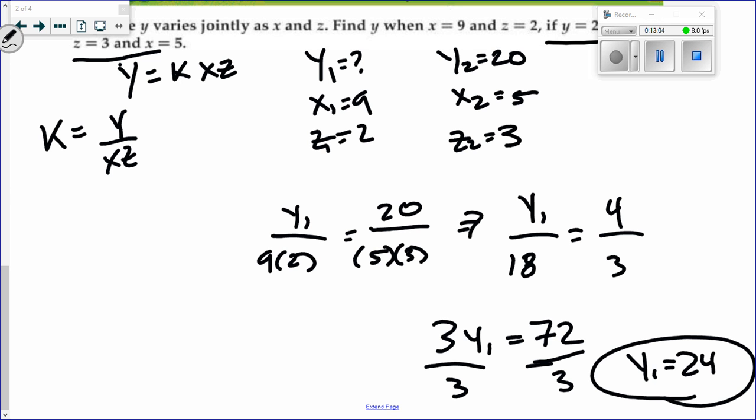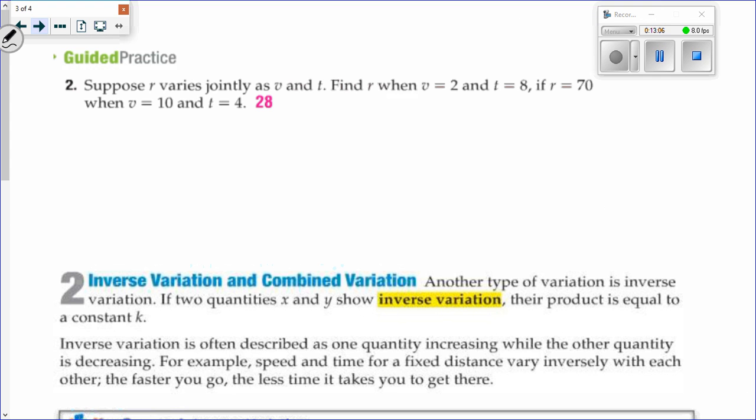Okay, go ahead, pause, try this next example here on your own. You should get that r1 is equal to 28. Go ahead, pause, try that. See if we can't come up with that proportion.